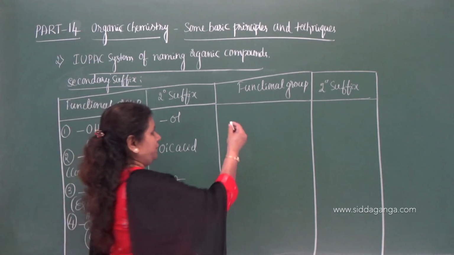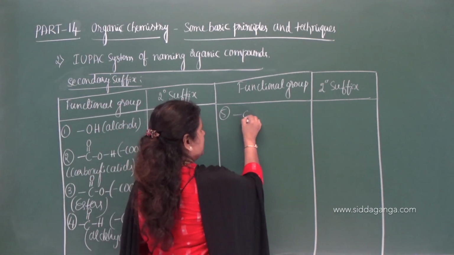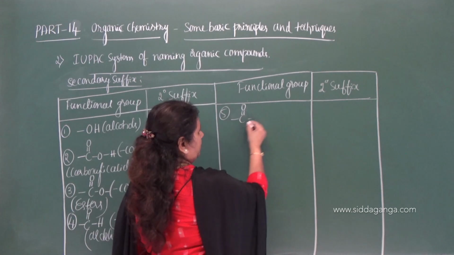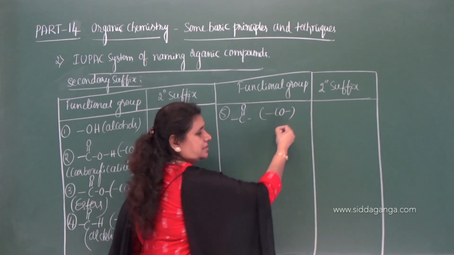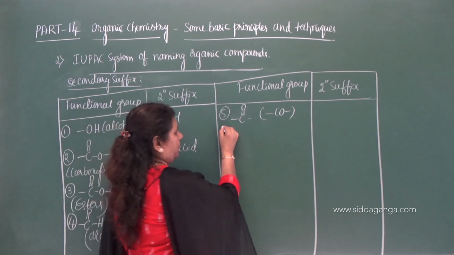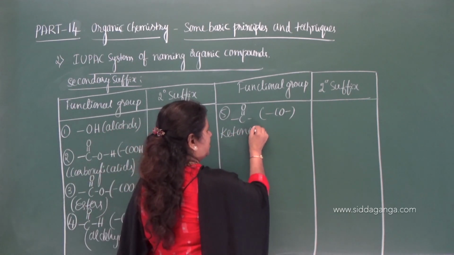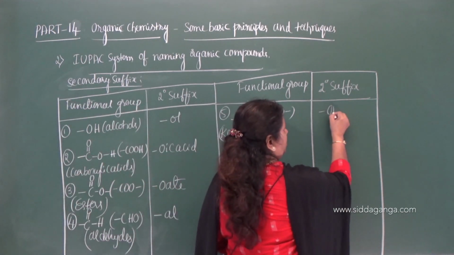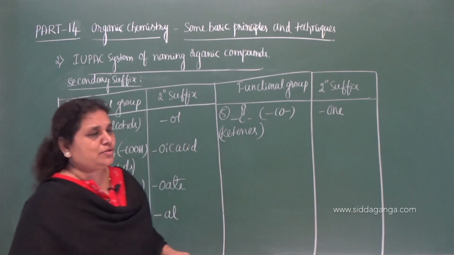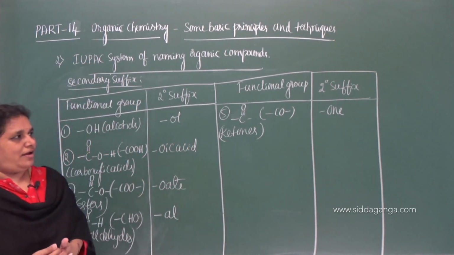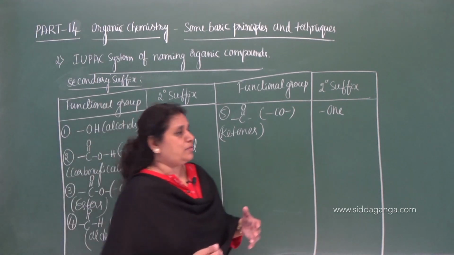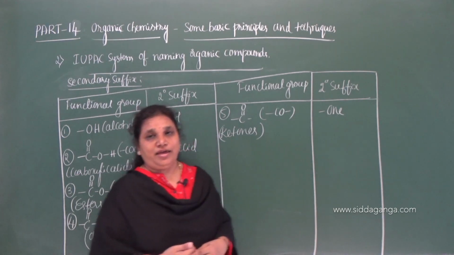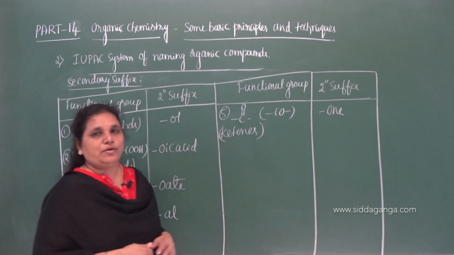Now the fifth one, C double bond O, you can write it like this. It is also a non-terminal functional group, and the class of organic compounds is ketones. Then you have to use the secondary suffix ONE. Here we cannot say it as 'one', it is 'on'. You have to name it as 'on'. That is the secondary suffix for ketones. Okay, you have to pronounce it like 'on', not 'one'.